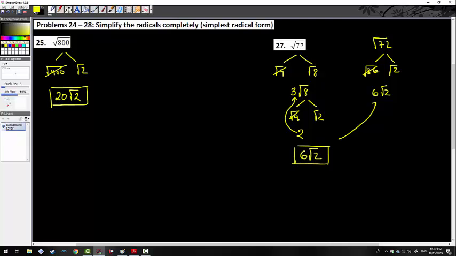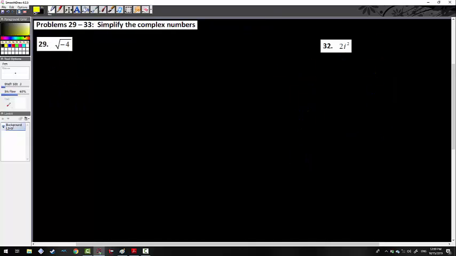That's going to be where you're at. But that's simplifying radicals as best we can. Okay, so let's go to the next section. And now we are working in complex numbers.